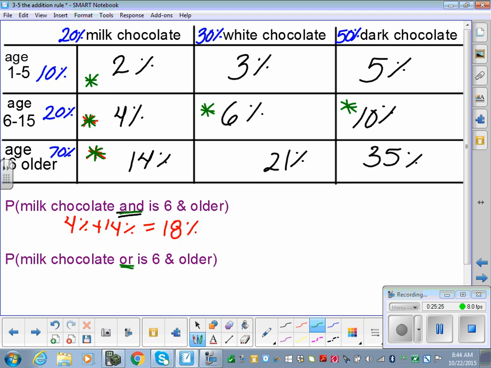We've already accounted for this one. We've already accounted for this one. But this is in 6 and older. And this isn't in 6 and older. So either of those get to come. So then I would add those up. 2% plus 4% plus 6 plus 10 plus 14 plus 21 plus 35. So 92% prefer milk chocolate or is 6 and older.